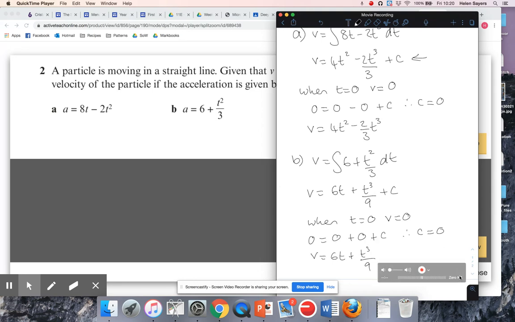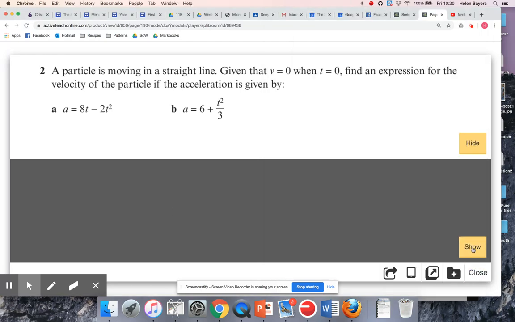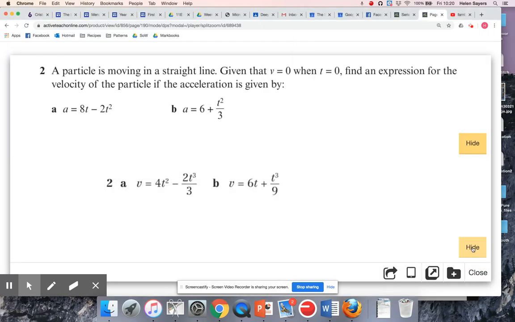Okay, so let's move that out of the way. Okay, so there's our 2 solutions. So let's just double check those. 40 squared minus 2. Yeah, brilliant, we're good.